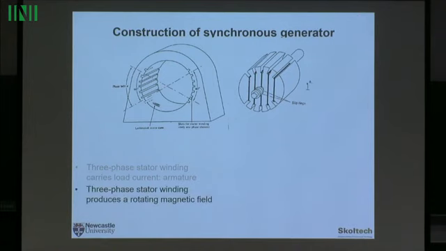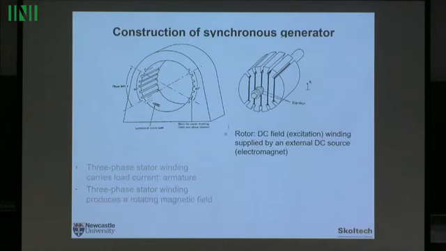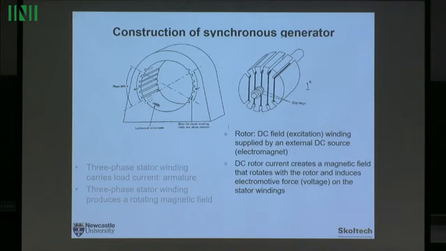You can prove that this three-phase stator winding produces a rotating magnetic field inside it. The rotor is rotating, and it has an additional DC winding, which produces a magnetic field. So this is effectively an electromagnet. The DC current which flows on the rotor is called the field current or excitation current. It will produce a magnetic field. And the principle is very simple: if you rotate this rotor inside, it will produce voltage on the stator, which I showed you before.